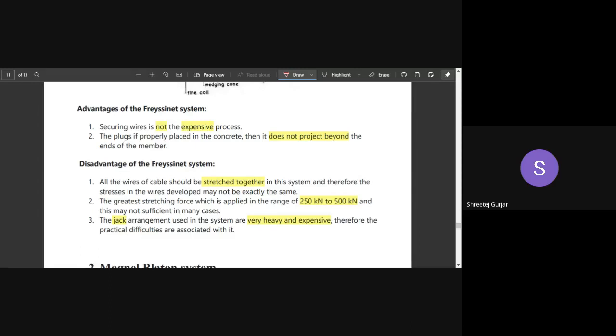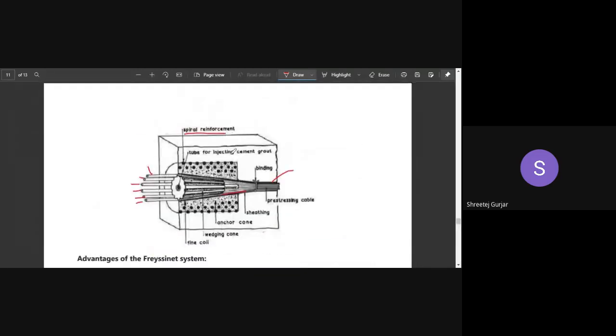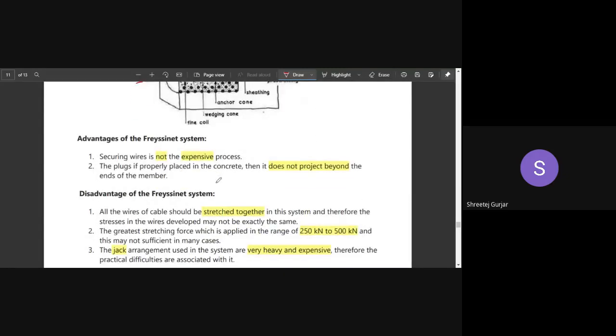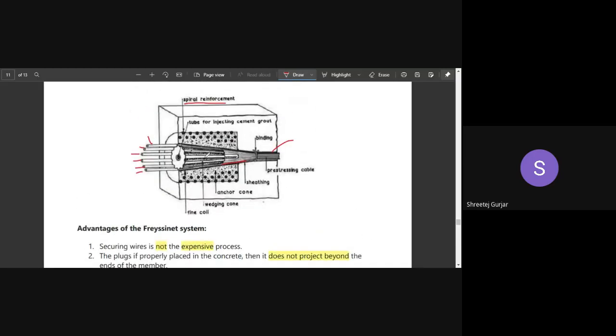Coming to your second advantage: the plug, meaning this cone, which they are calling the fluted cone, if it is placed properly in concrete, does not project beyond the ends of the member. As you can see over here, it is pushed and properly placed in your concrete. So it is flush with the concrete surface. It is not projecting outside.